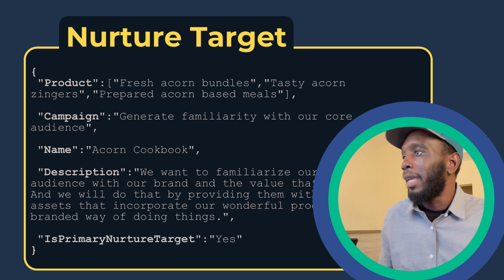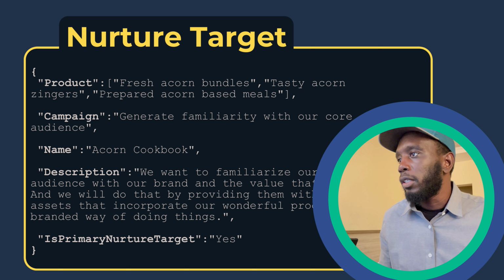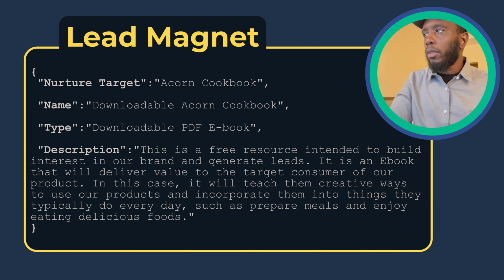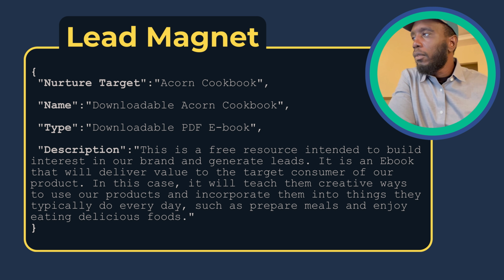So this nurture target has a name. It's called the Acorn Cookbook. We want to familiarize our target audience with our brand and the value within it, and we'll do this by providing them with valuable assets that incorporate our wonderful products and branded way of doing things. Nice. On to our lead magnet.